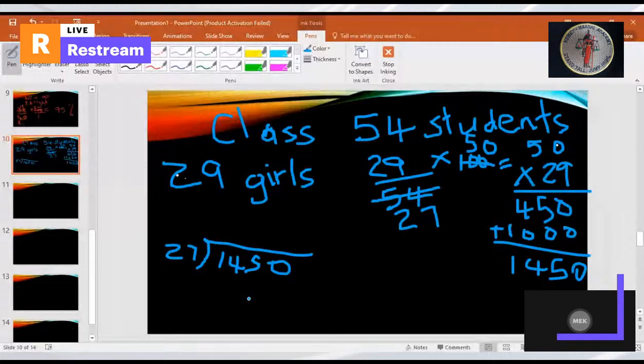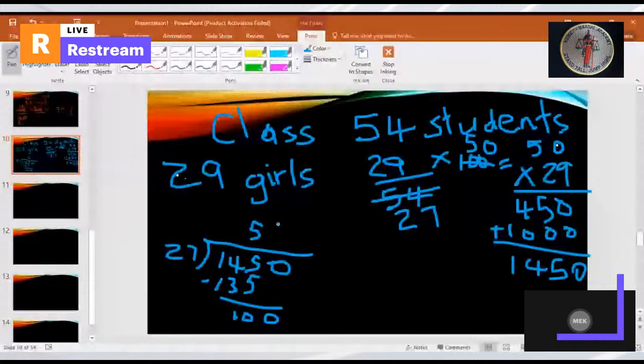So we have 10. Write that down, and we know 27 into 100 will go 3 times. 3 times 27, that's 81. So it's 100 minus 81. 3 7s are 21, 3 2s are 6. Right, so we have as the remainder here 19.